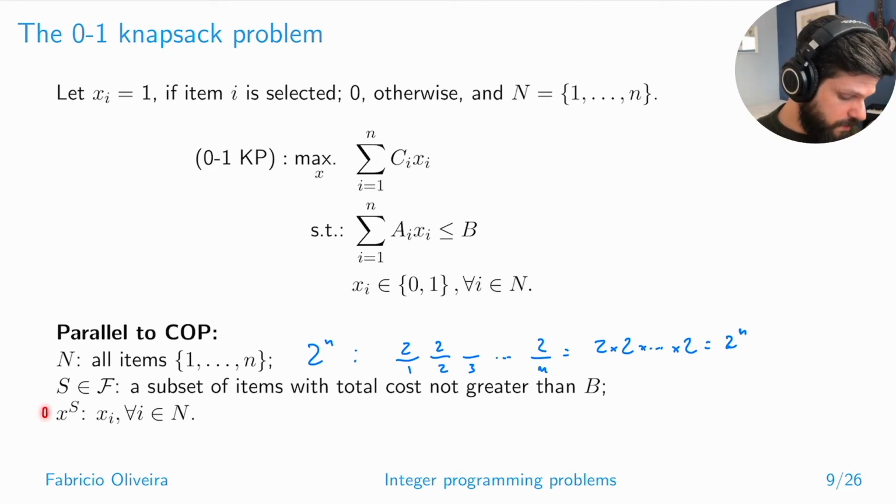And your incidence vector is literally an incidence vector where each of these components of your variable x takes 0 or 1.